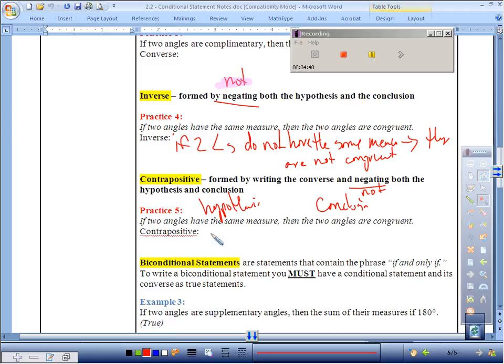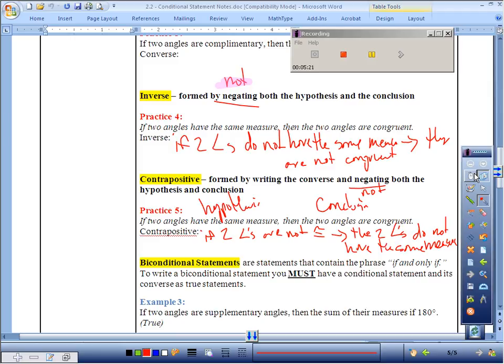So if two angles are not congruent, then the two angles do not have the same measure. And that's the contrapositive. We'll get more practice with those tomorrow.